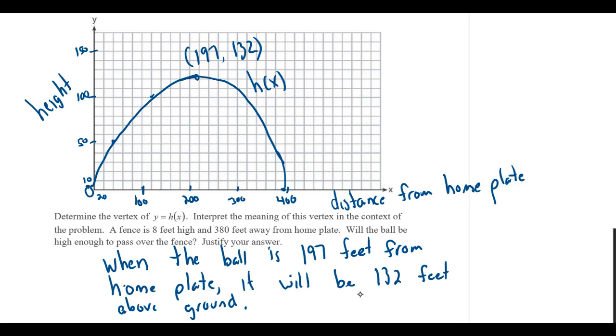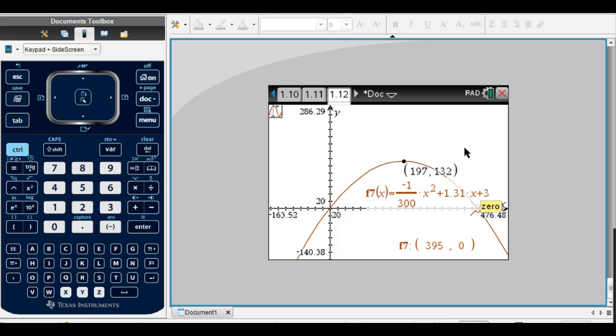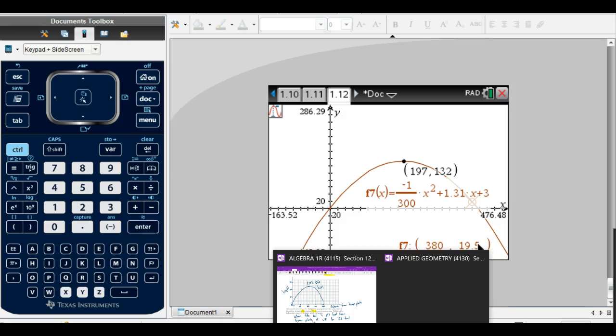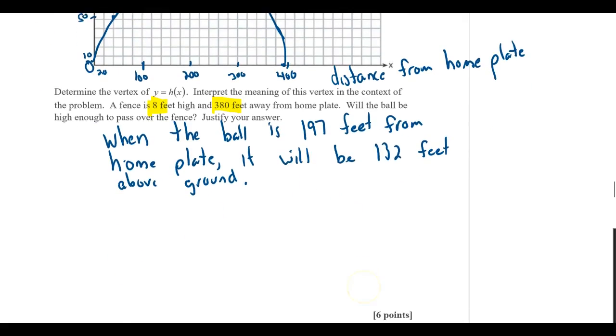And then the last thing it says is, will the ball be high enough to pass over the fence if at 380 feet from home plate, there's an 8-foot fence. So I'm going to go back to my graph. 380 feet is along my x-axis. So I'm going to type in 380 feet. And I hit enter, and I find out that 380 feet away from home plate, the ball will be approximately 19.5 feet above the ground. Because it's 380 feet from home plate and it's 19.5 feet in the air, it will clear a fence or go over a fence.